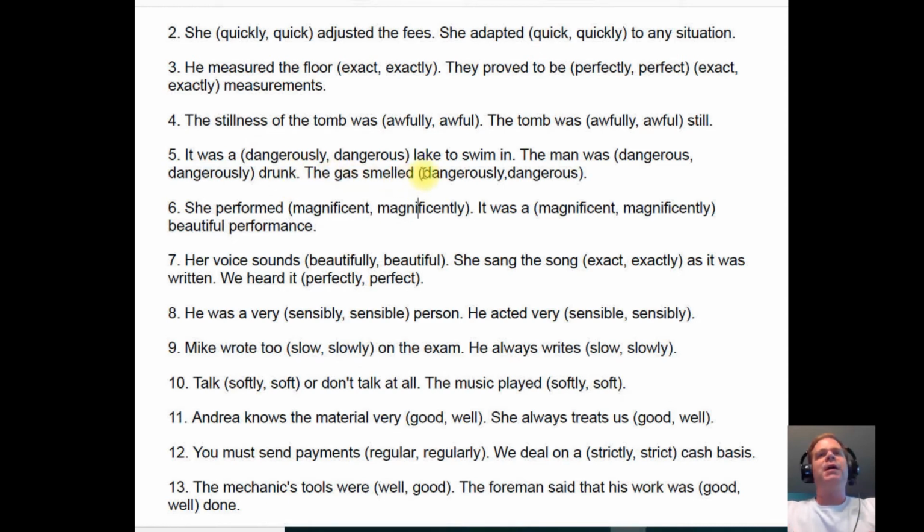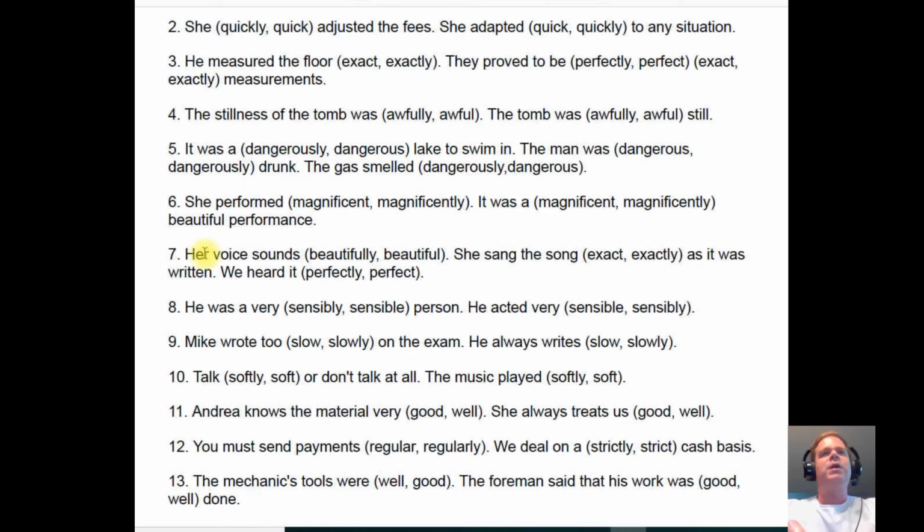The gas smelled dangerously or dangerous. Are we modifying the gas or smelled? Well, we're modifying the gas and the way it smelled. So it's going to be the adjective. Gas can't smell something, right? So we can't be modifying the smell of the gas. So it's the gas.